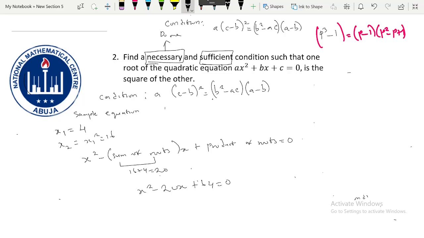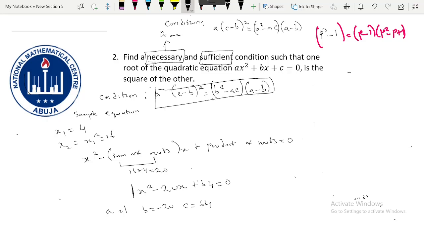So this is a sample equation, and in this equation we know that one root is the square of the other. So we can compare with this. Automatically we have that a is 1, b is minus 20, and c is 64. So let's check our condition. Our condition says that if one root is the square of the other, then this identity holds. So let's check.